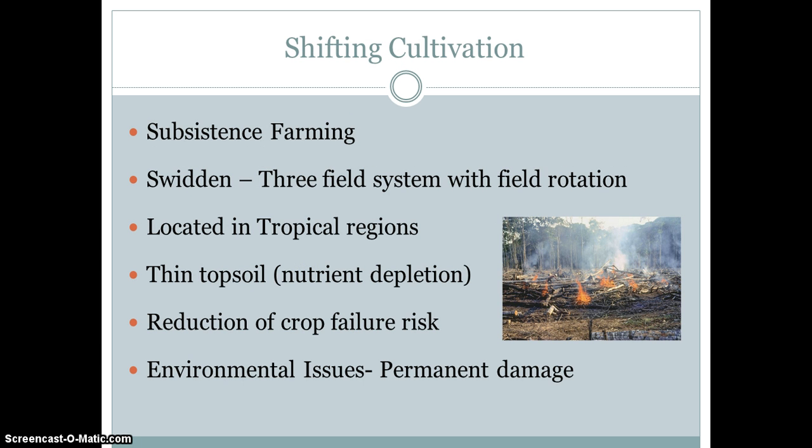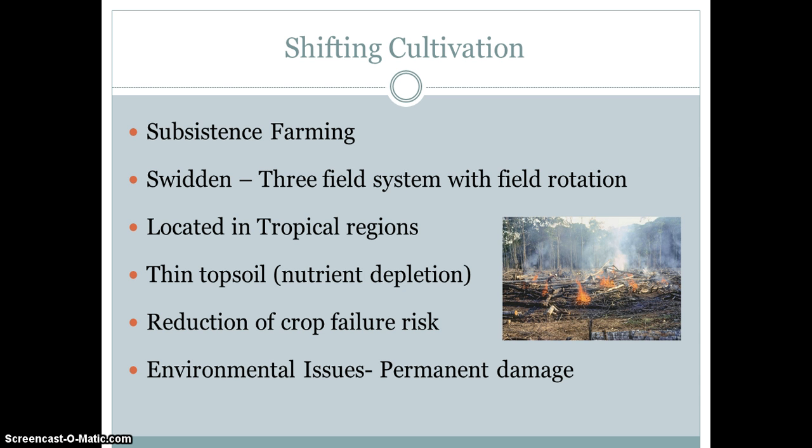Shifting cultivation is the first type of subsistence farming. Swidden, after slash and burn, which is a picture of, the fields that are used are called swidden, and they use a three-field system with field rotation. This is mainly to replenish nutrients and make sure the nutrients aren't drained out by using it over and over again, because it's a very thin layer of topsoil, which makes it easier for nutrients to deplete. And also, they receive a lot of rainfall, which again causes nutrient depletion.